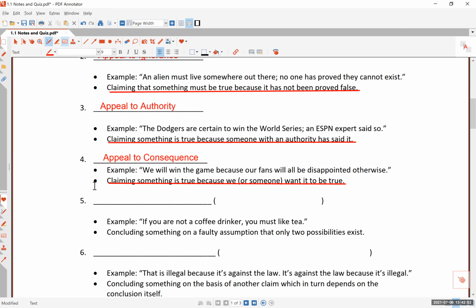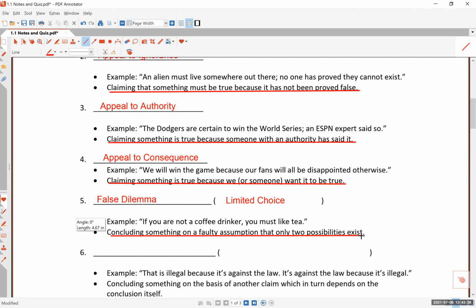Okay, number 5. Let's go to the 5th one, and this is false dilemma. Sometimes it's also called, well, a dilemma is like choices that are hard to make, right? So this is called a limited choice. What is the limited choice fallacy? This is erroneously assuming that there are only 2 choices where there may be other choices, options as well. So this is concluding something on the false assumption that only 2 possibilities exist. And usually these 2 possibilities are the extreme possibilities.